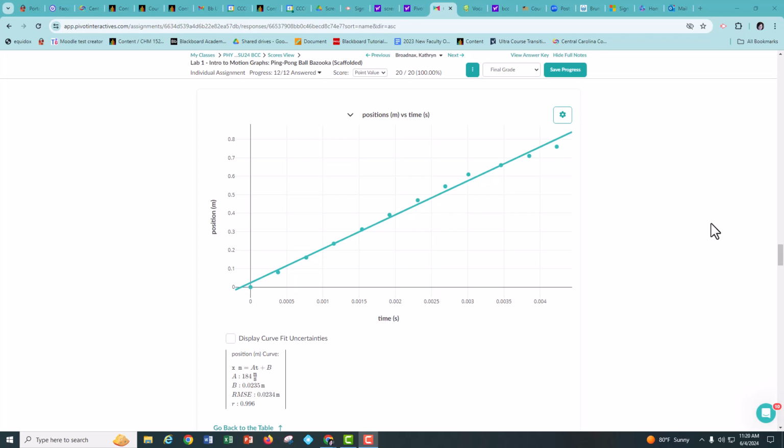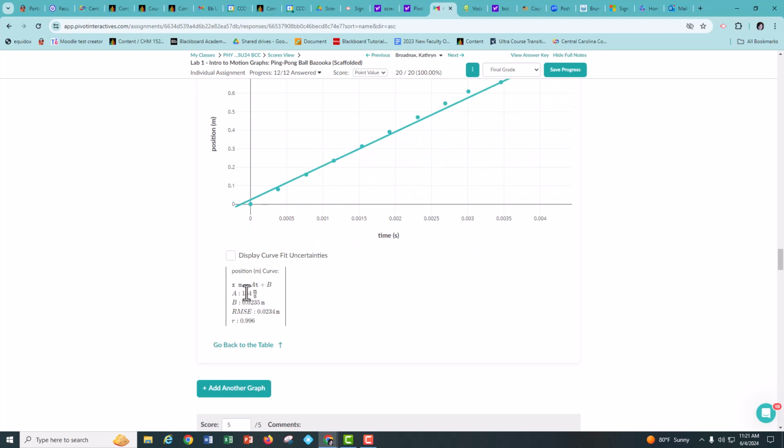Right, so I wanted to talk a little bit about Lab 1. First of all, when you made your graph, it should have been linear, and you should have plotted position in meters versus time. You also need to make sure that you have a scatter graph and that you insert a linear curve fit.